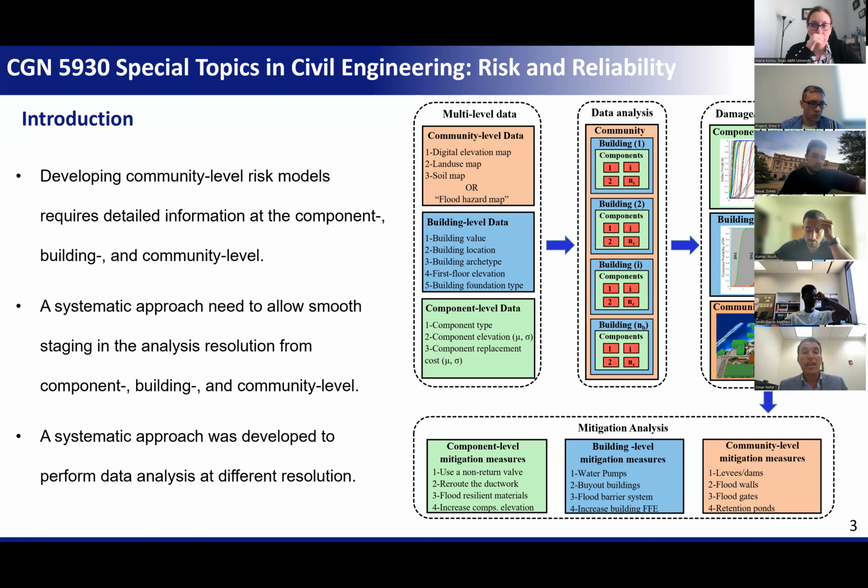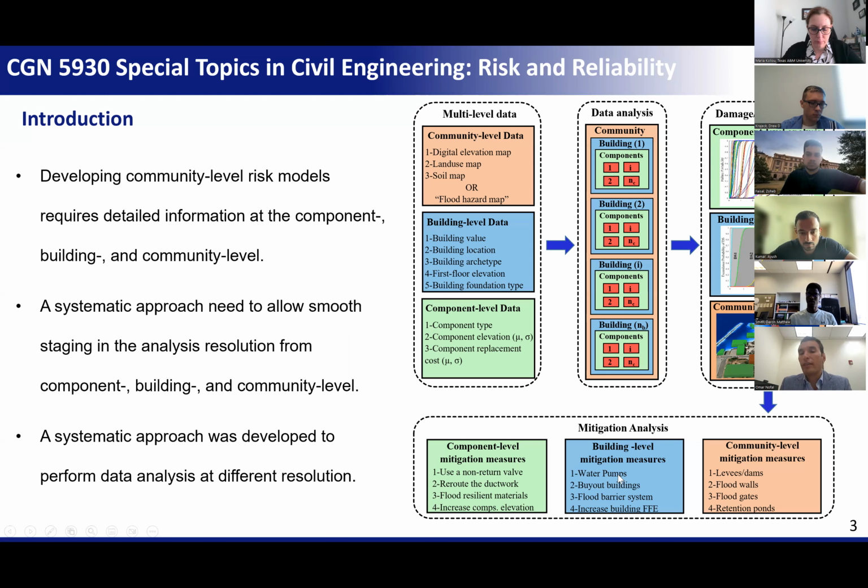So all these can reduce the flood losses. To capture these, we need a component-level method that can capture how the mitigation measure at the component level is going to affect the total losses at the building level and also the community level.